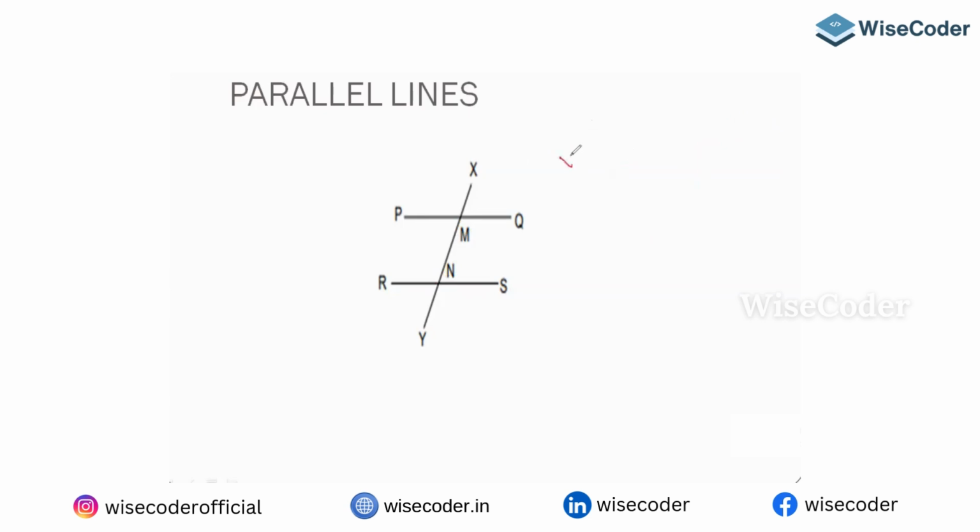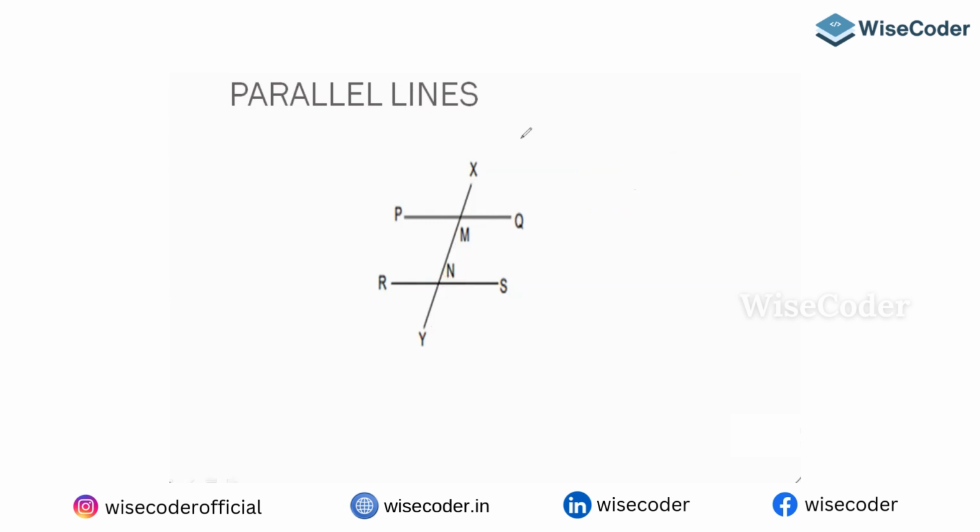Now, what are corresponding angles? The corresponding angles are XMQ. So this is a corresponding angle, and it is equal to M and S. So these two are equal. Whatever angle you are seeing here, the same angle is there, if this is 20 degrees, this is also 20. And angle QMN is equal to S and Y. So these are corresponding angles.